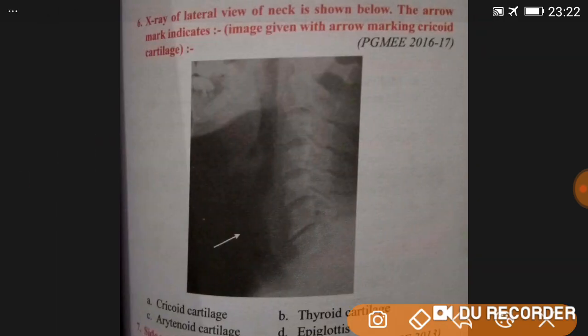X-ray lateral view neck is shown. The arrow mark indicates the given image. What is this? This is, see guys carefully.